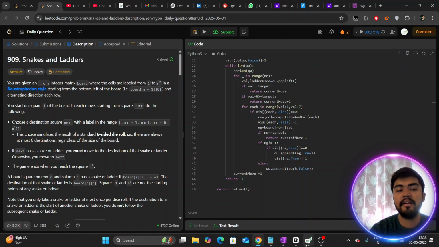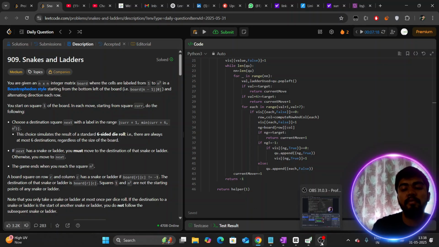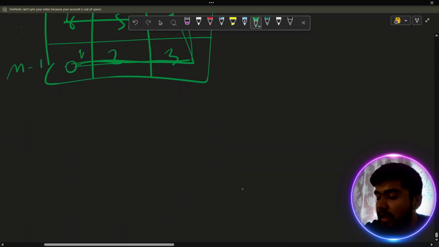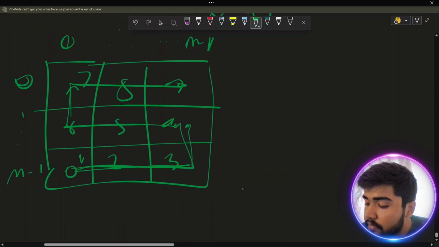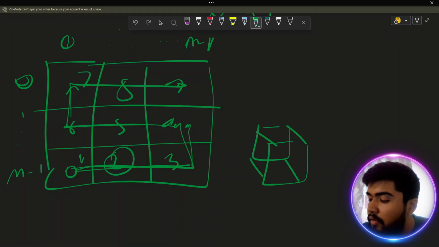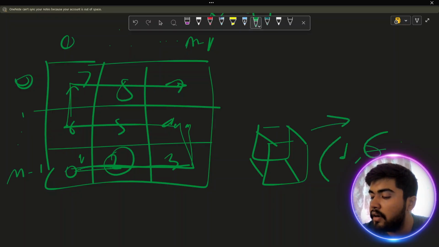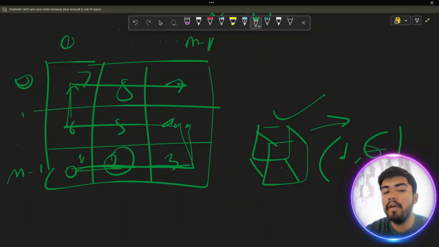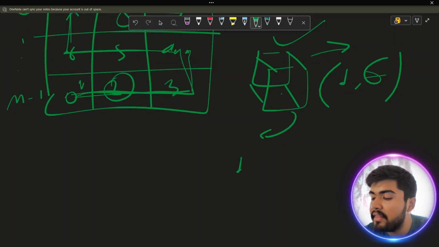This choice simulates the results of a standard 6-sided dice roll. So we can roll a dice, and there are always at most 6 destinations regardless of the size of the board. Let's suppose you are standing on this particular cell, number 2, and you have a dice with numbers from 1 to 6 written on it. You can roll the dice and it will give you an arbitrary number in the range of 1 to 6.